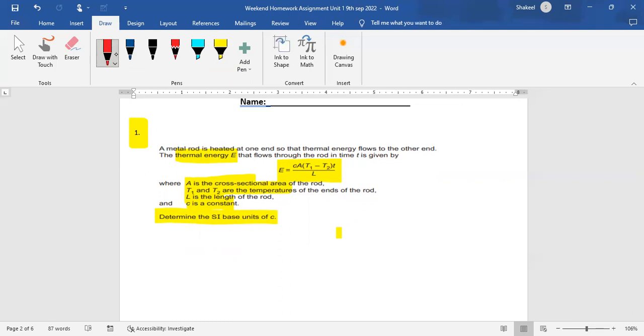So first of all, this is case 2 or type 2 question in which you have to find the unit of some quantity. So first of all, what you have to do is you have to make C as the subject. So make C as the subject. So it is E into L by A T1 minus T2 into small t. Okay, so now what you will be doing is you have to put the units for these quantities.